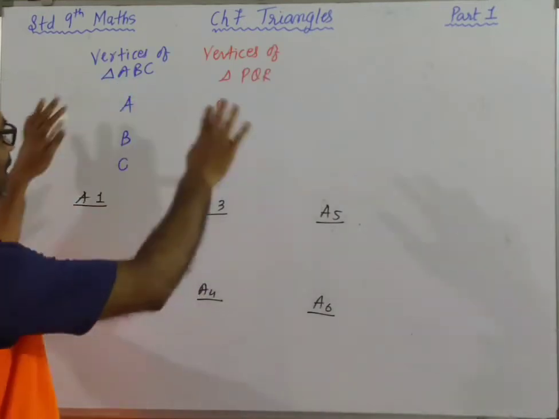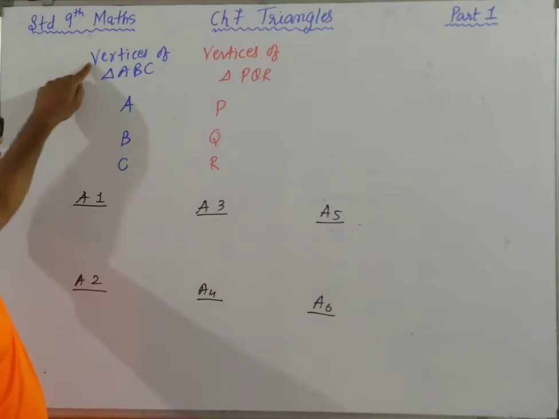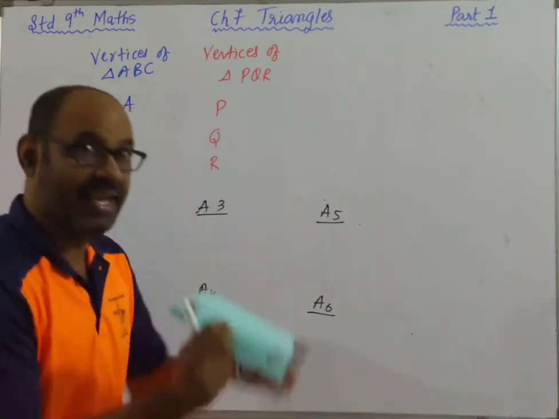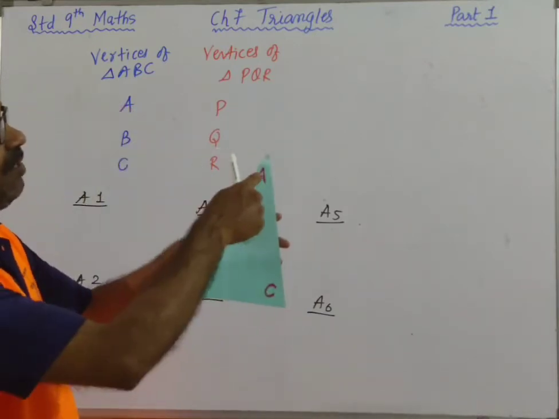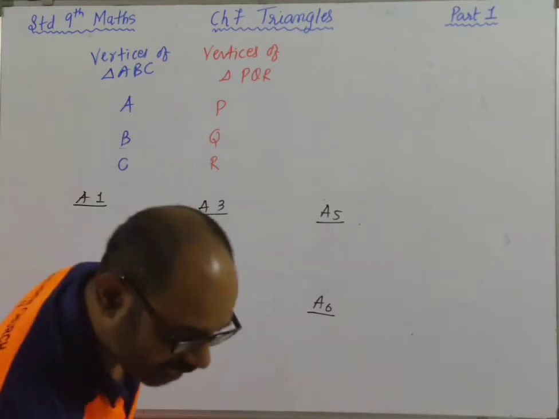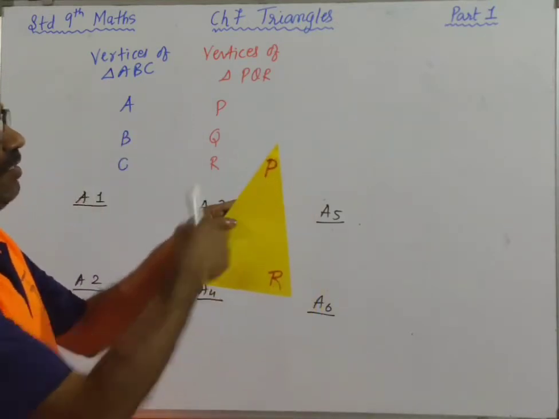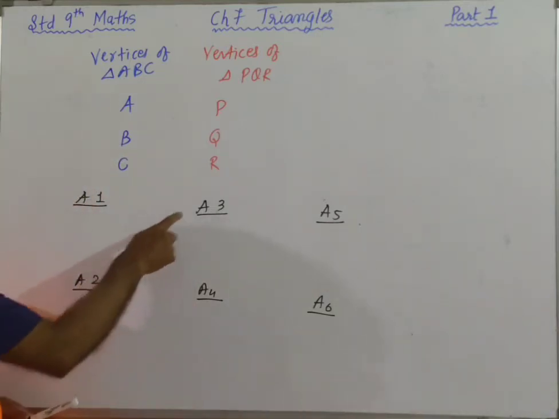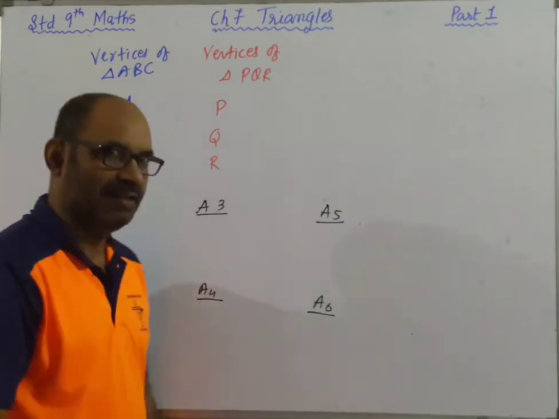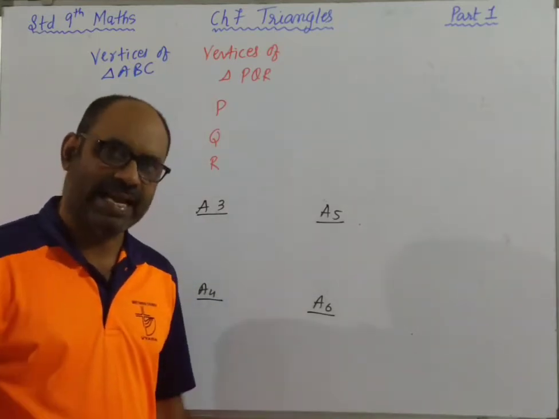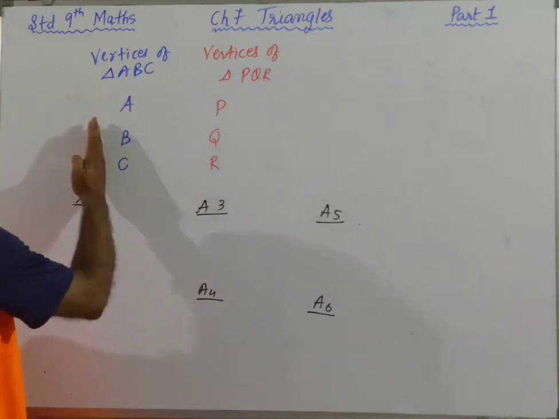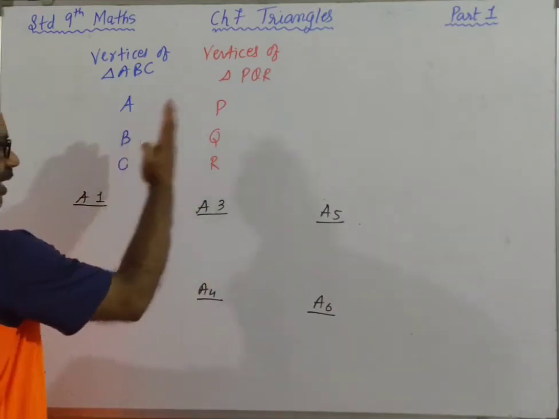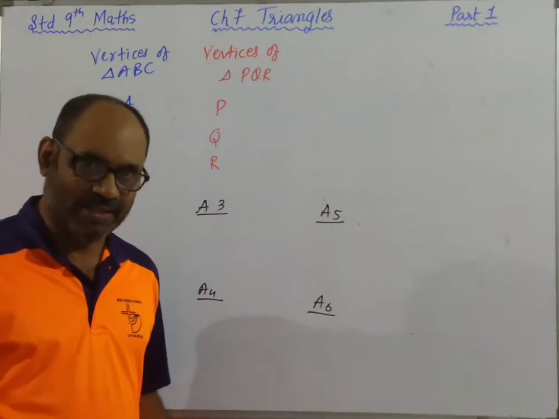Alright, children. See now, second example, we have vertices of triangle ABC. There is a triangle, triangle ABC. It has 3 vertices A, B and C. Then triangle PQR. It has 3 vertices P, Q, R. Now, this is arrangement 1, arrangement 2, arrangement 3, arrangement 4, arrangement 5 and arrangement 6. Because we know there will be only 6 arrangements. We are going to connect 3 vertices of triangle ABC with 3 vertices of triangle PQR, just like 3 guests and 3 chairs. So 6 arrangements are possible.